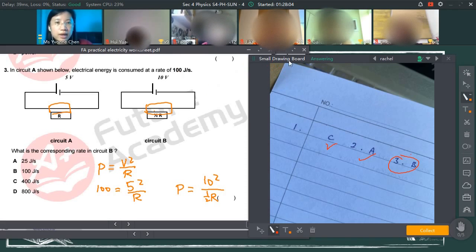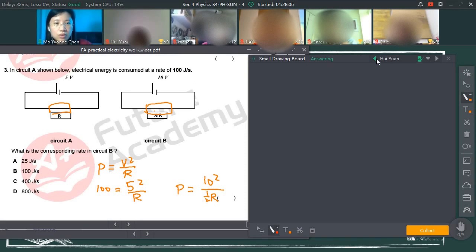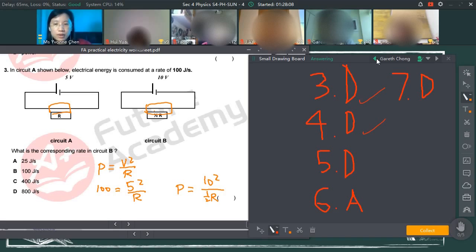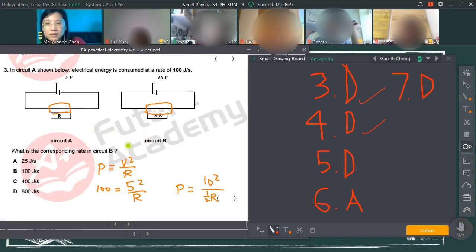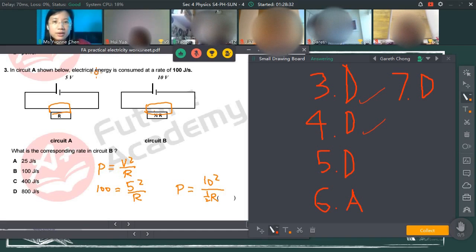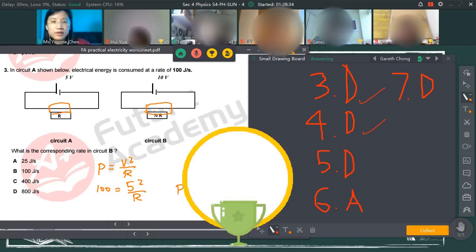Okay, class, let's look at question three now. How do you interpret 100 joules per second? Is it power or energy? Can we hear from Rachel? Rachel, what do you think? 100 joules per second. Power, very good. So we look at the power formula. Do you notice I choose this formula? Power equals to V squared over R. Thank you, Rachel. You answered very well.